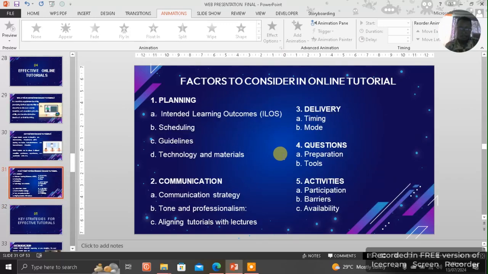Let's move on. Factors to consider in online tutorials. Factors to consider. One, planning. When you are planning, you should consider intended learning outcomes, ILOs. It is possible to meet your intended learning outcomes in the online space and then adapt them if necessary. Focus on the key outcomes. Go straight to the point. That's what you're planning. You must focus on the intended learning outcomes.